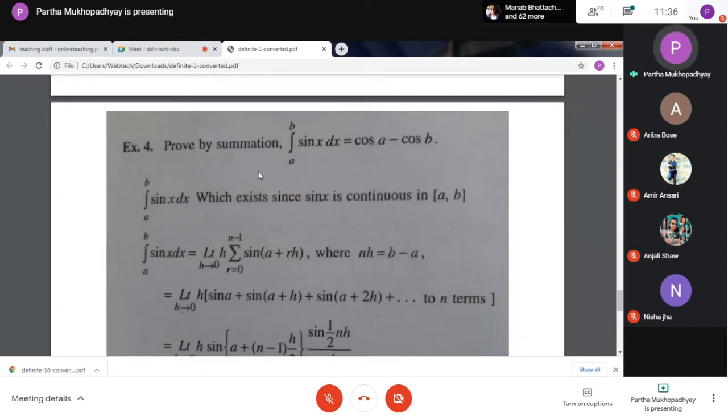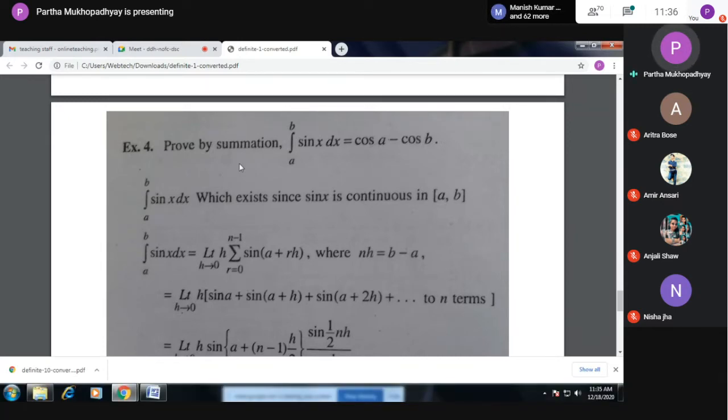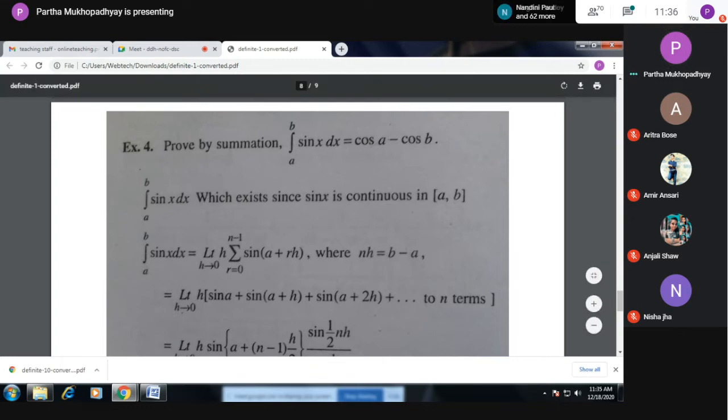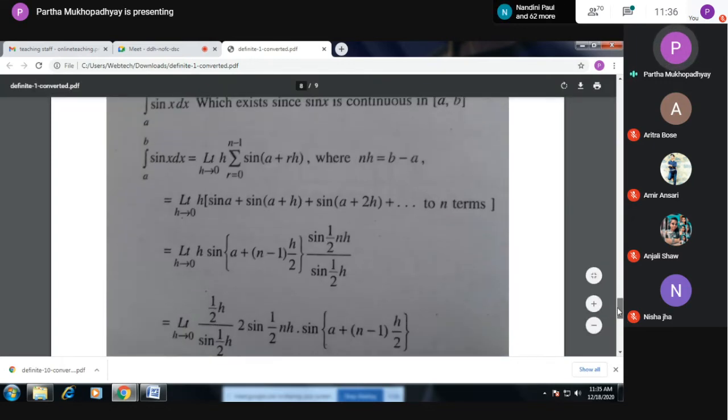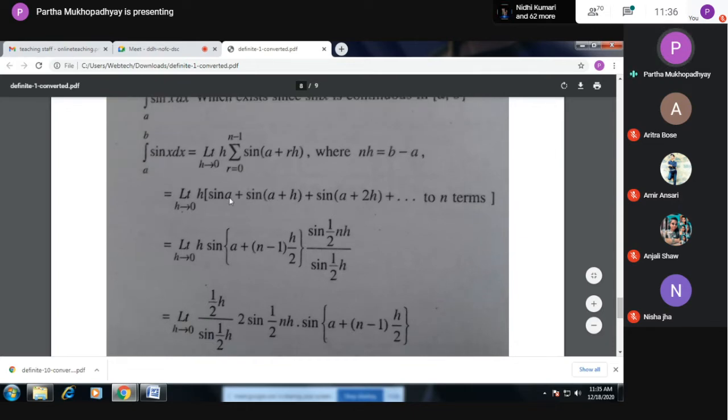And the last problem is that the integral from a to b of sin x dx should be equal to cos a minus cos b. For that, you should have some idea of summing trigonometric terms. So here f(x) is equal to sin x, and f(a + rh) will be sin(a + rh), r equal to 0 to n minus 1, h, obviously nh is equal to b minus a. Okay, now we are getting sin a plus sin(a + h), and that can be shown to be equal to sin(a + (n-1)h/2) times sin(nh/2) by sin(h/2), h tending to 0, into h.